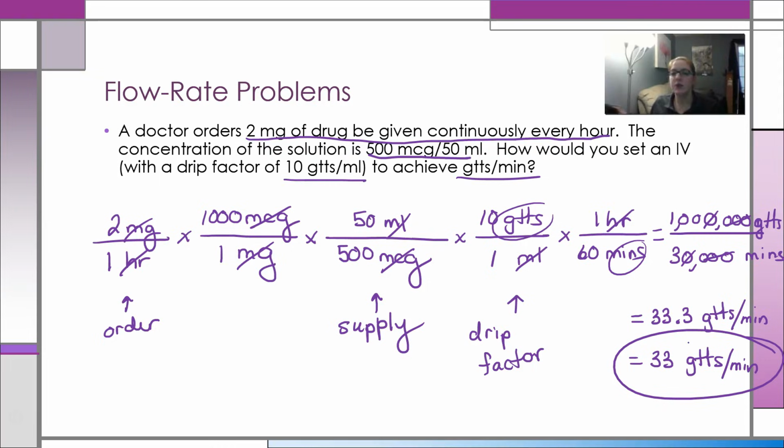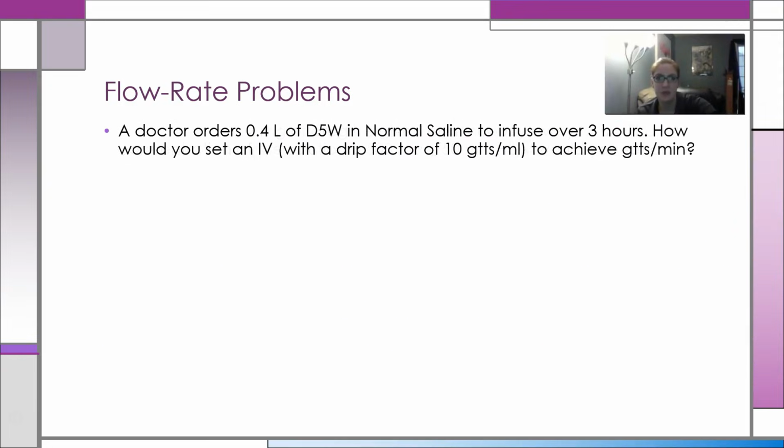Wahoo! So again, as we talked about before, with flow rate problems, make sure you're paying attention to how much medication per how much time, and then include the drip factor in there. So 10 drops per milliliter, or however many drops the problem says, 15, 30, whatever it is. So let's do one more problem.